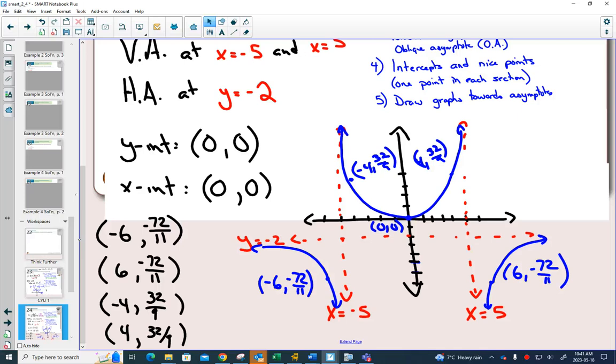And here we have our final graph. I'd like you to try question number 4.